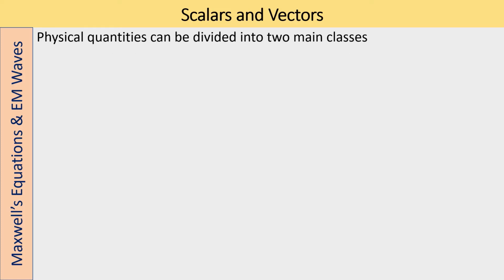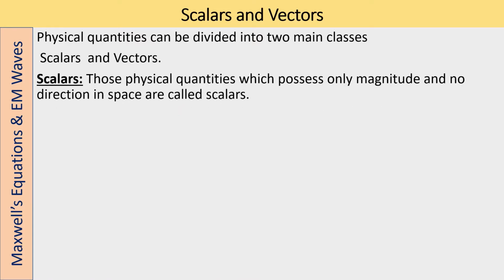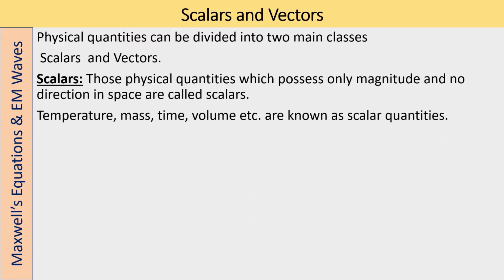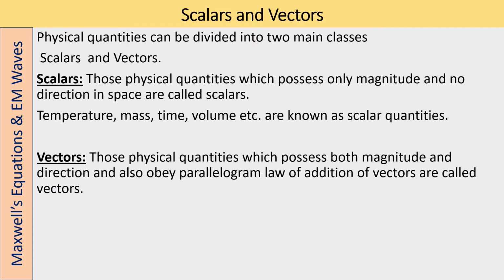Physical quantities can be divided into two main classes. They are scalars and vectors. Scalars, those physical quantities which possess only magnitude and no direction in space, are called scalar quantities. Examples are temperature, mass, time, volume, etc. Now the vectors, those physical quantities which possess both magnitude and direction and also obey the parallelogram law of addition of vectors, are called vectors.